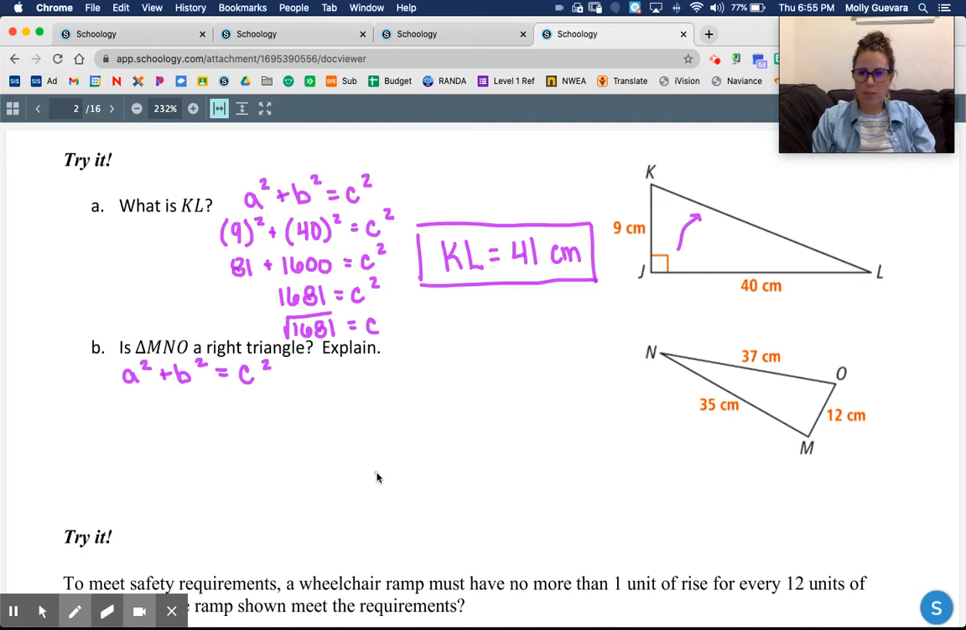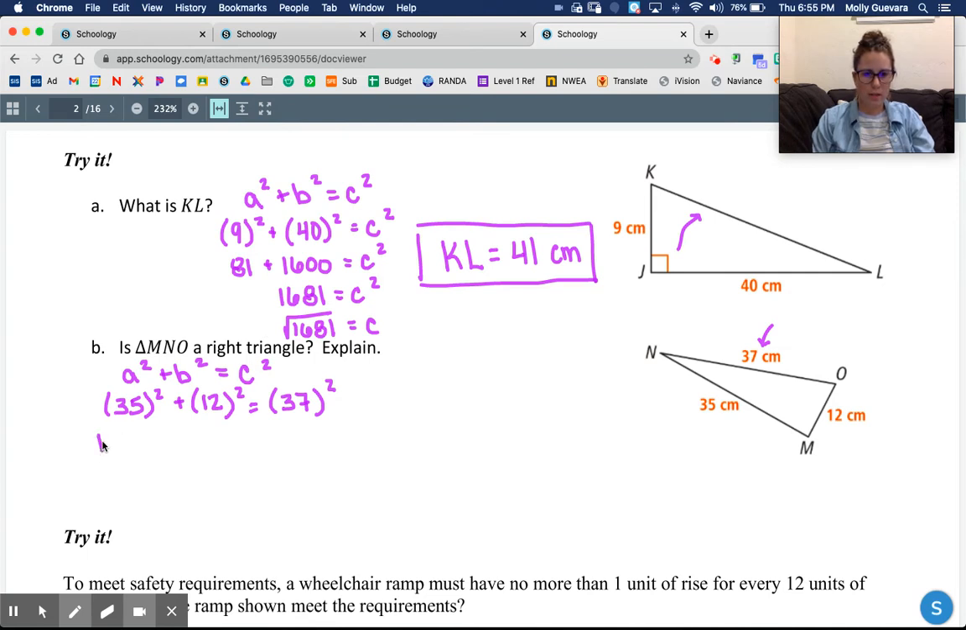Then for B, I'm just seeing, is this a right triangle? Does it work? Okay, so the only thing I have to keep in mind, whatever my longest length is, that is always C. C is always the longest side. So again, it doesn't matter, 35 and 12 are interchangeable, but C is not interchangeable. C has to be 37. Okay, so I'm going to say 35 squared plus 12 squared equals 37 squared.